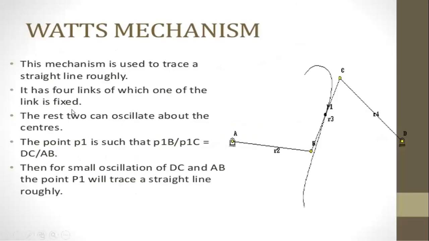So generally this Watt's mechanism is used to trace a straight line roughly. Since we said approximate straight line, Watt's mechanism is used to trace out a straight line roughly. Next, it has 4 links, of which one link is fixed. So we fix any one link. The rest 2 can oscillate about the centers. So the other two both oscillate. That is, AB and CD are the links which are to be oscillated.